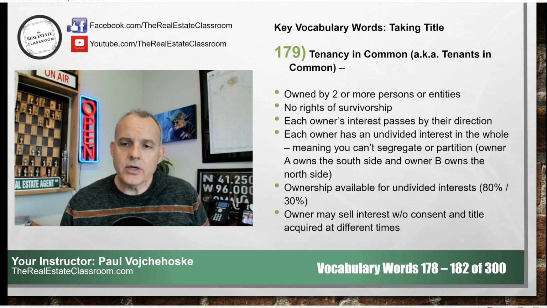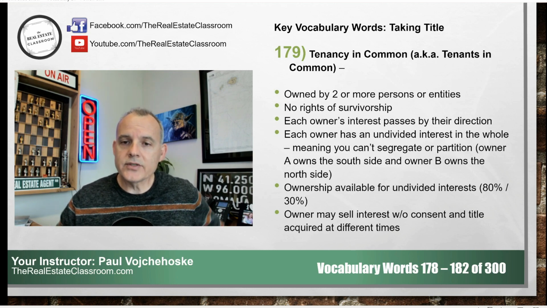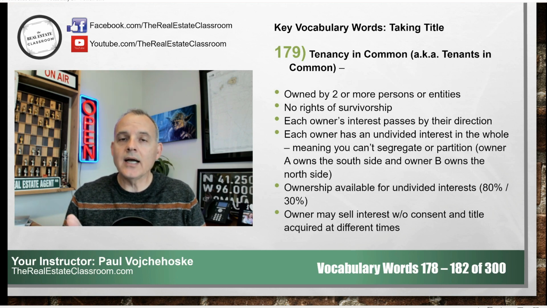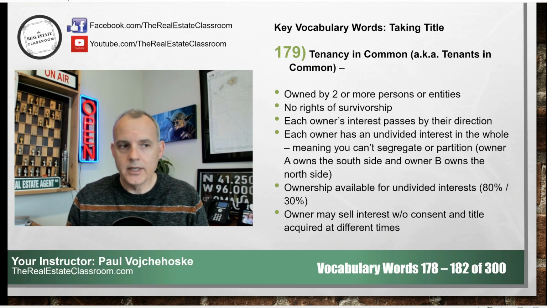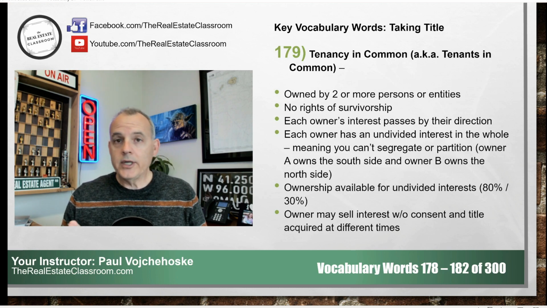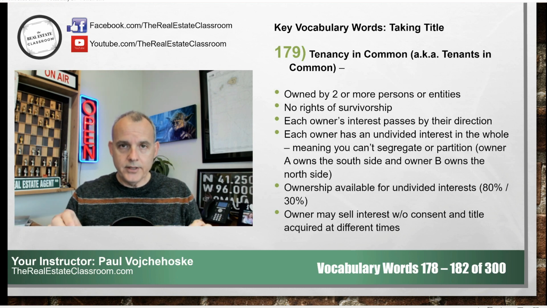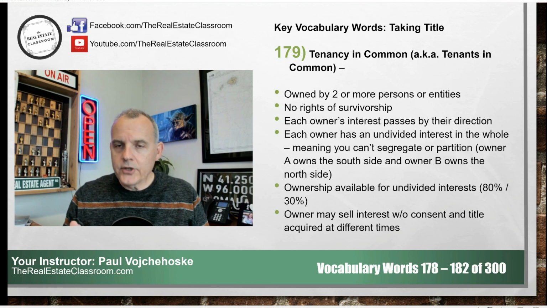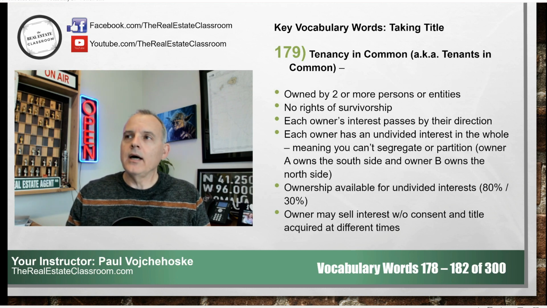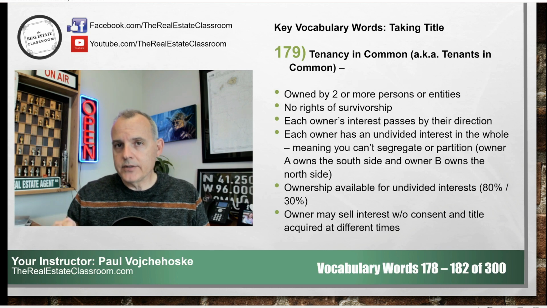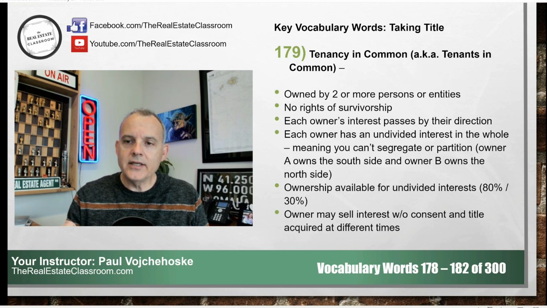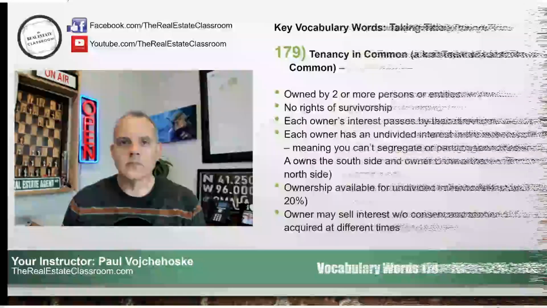Now, the next one, each owner has an undivided interest in the whole. Now, the term undivided interest means that you cannot segregate or partition the property. So in our example, my business partner and I took title from you, we purchased it, and we hold title as tenants in common. We couldn't say, I'm going to own the upstairs and my business partner owns the downstairs. We both have an undivided interest in the whole.